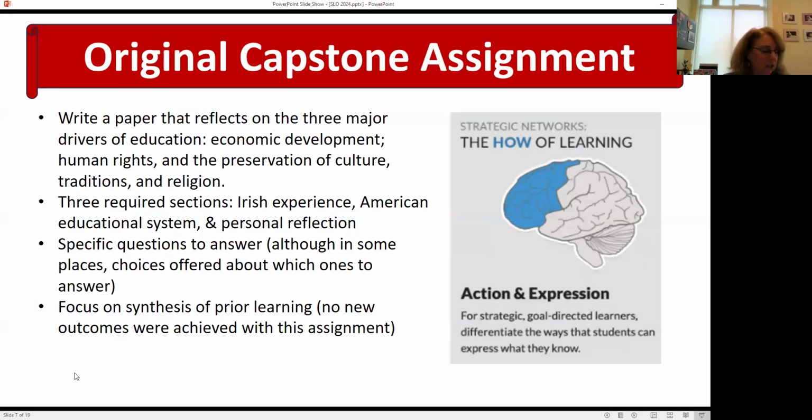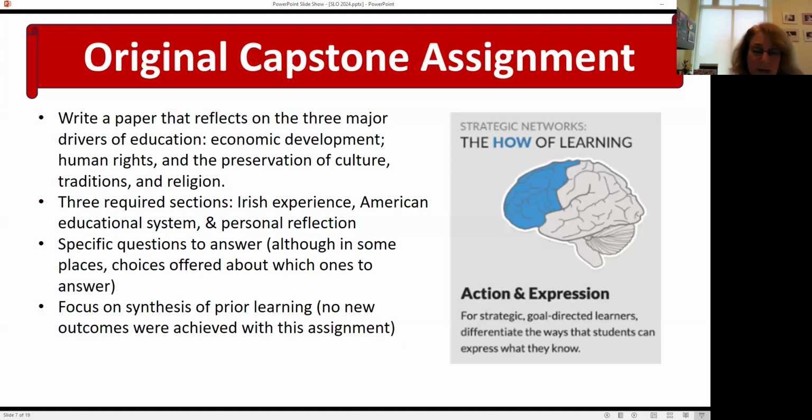So let me explain the original capstone assignment. This is what, up until last spring, all students did. They wrote a paper that reflects on the three major drivers of education: economic development, human rights, and the preservation of culture, traditions, and religion. So it was a very specific prompt. It had three required sections, and within those sections, there were specific questions to answer.